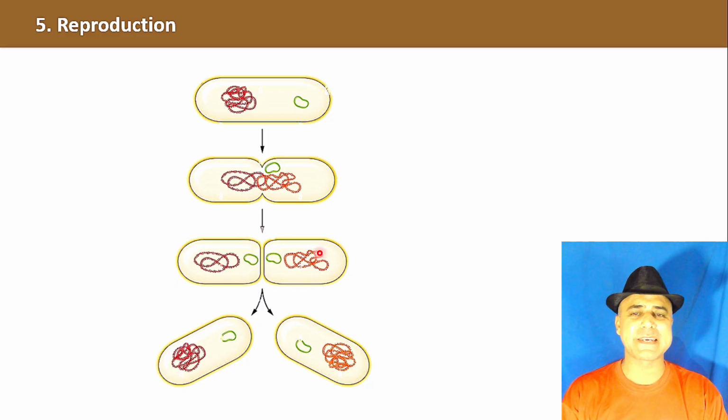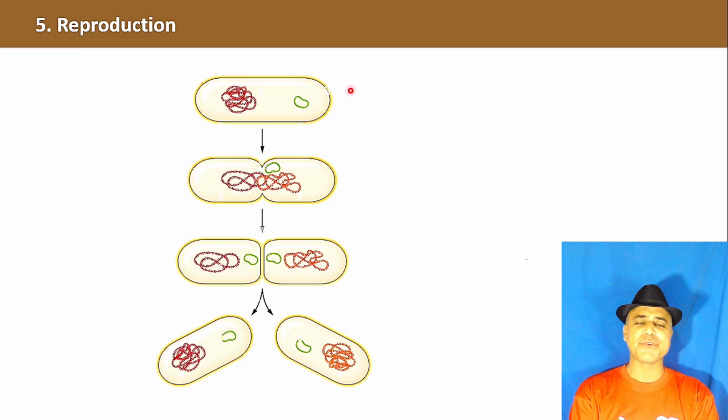Reproduction in bacteria: it is generally asexual, by the process of binary fission. One bacterial cell is divided into two. It's known as binary fission. The genetic material replicates and a cross wall starts to form. Eventually the parent cell is divided into two daughter bacterial cells.